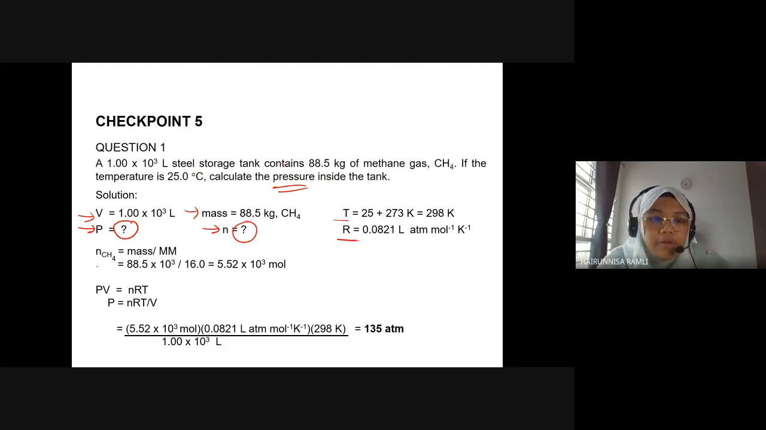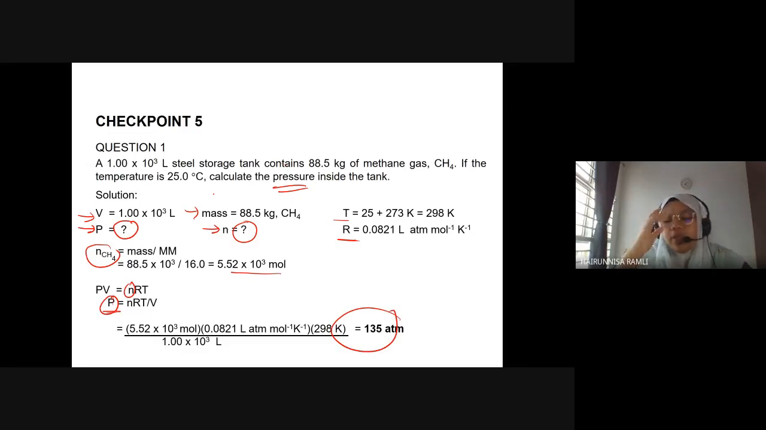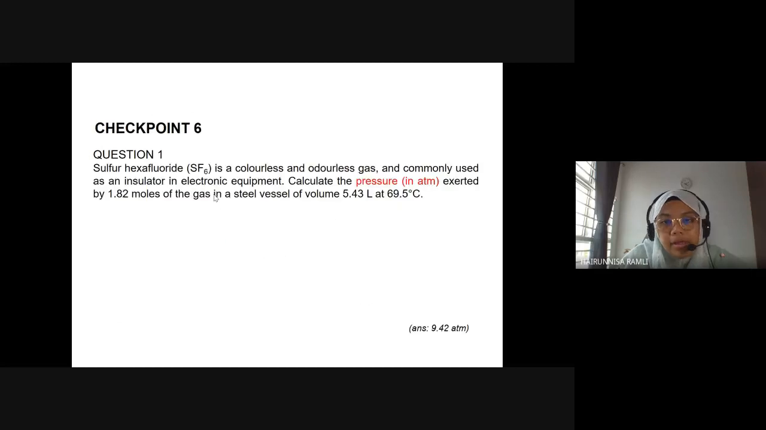So, of course, we must start with mole dulu. Then you cari mole, and then this mole you masukkan dalam N. Then you can substitute all the value to get pressure. So pressure, the last value, the unit should be in atmosphere. Okay, dapat sama 135? Dapat. Okay.